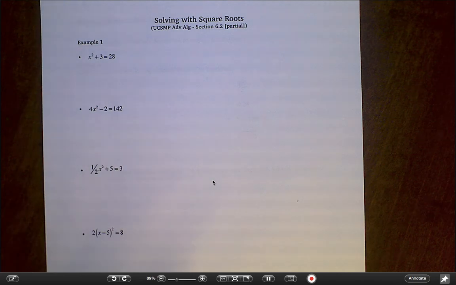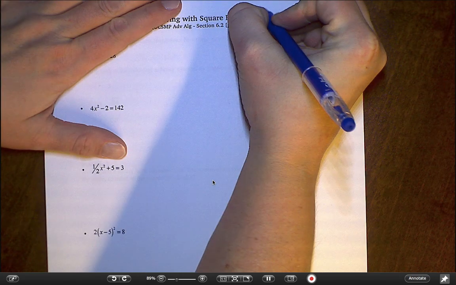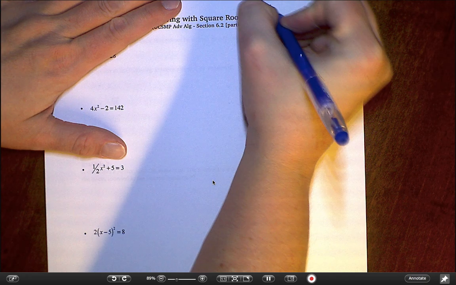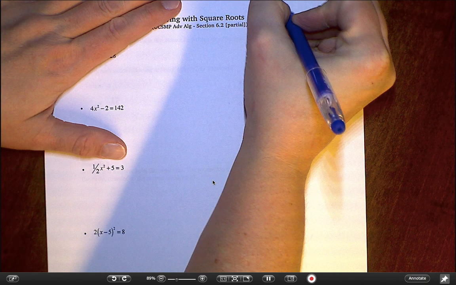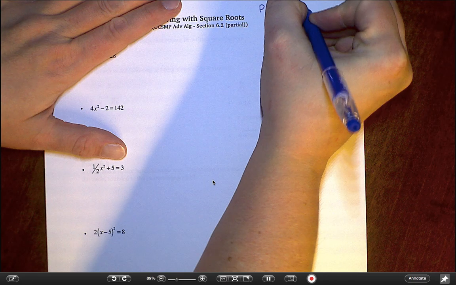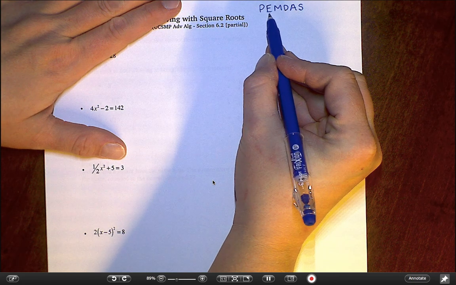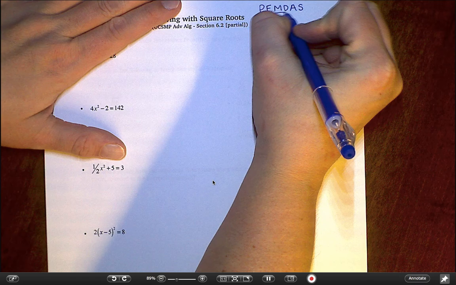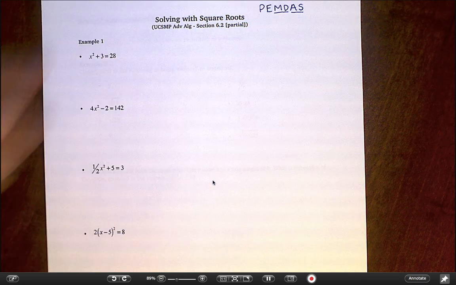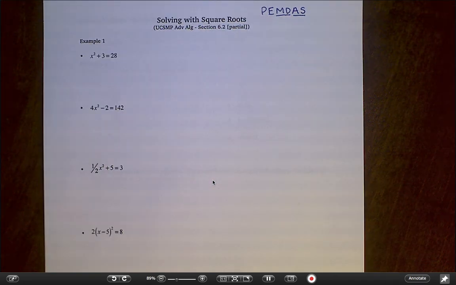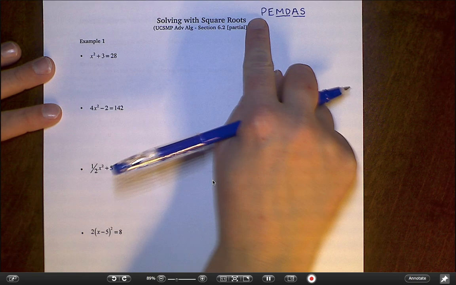Before we dive in, I just want to remind you that equation solving in general is all about undoing things. It's all about unwrapping that variable and figuring out what its value is. So you hear us talk about PEMDAS when we're evaluating mathematical expressions, right? Order of operations. So parentheses and then exponents, multiplication and division go together, addition and subtraction go together. When you're solving equations, you're trying to undo these steps.